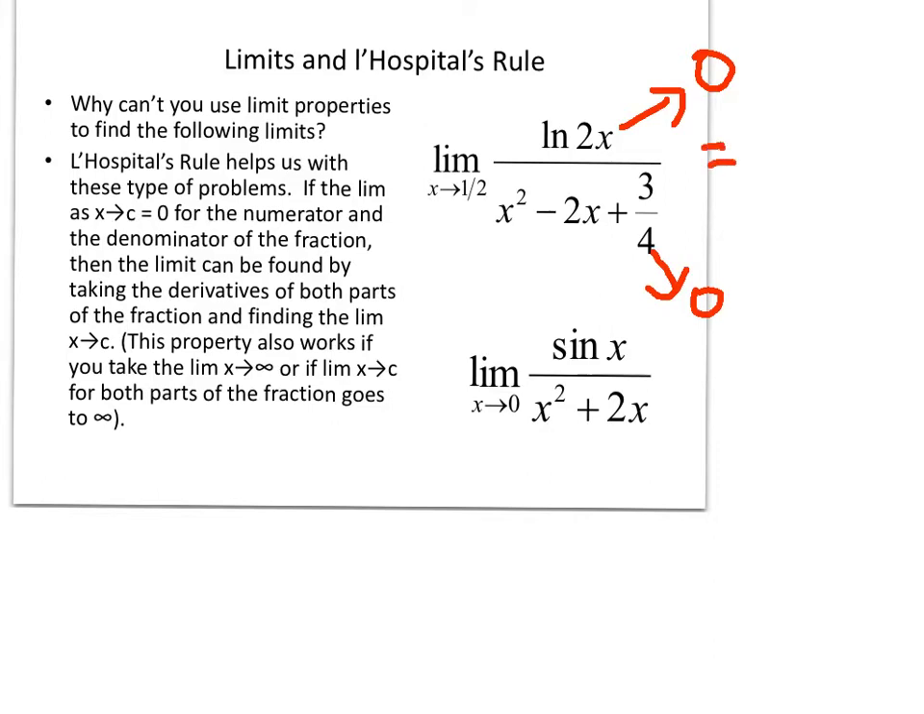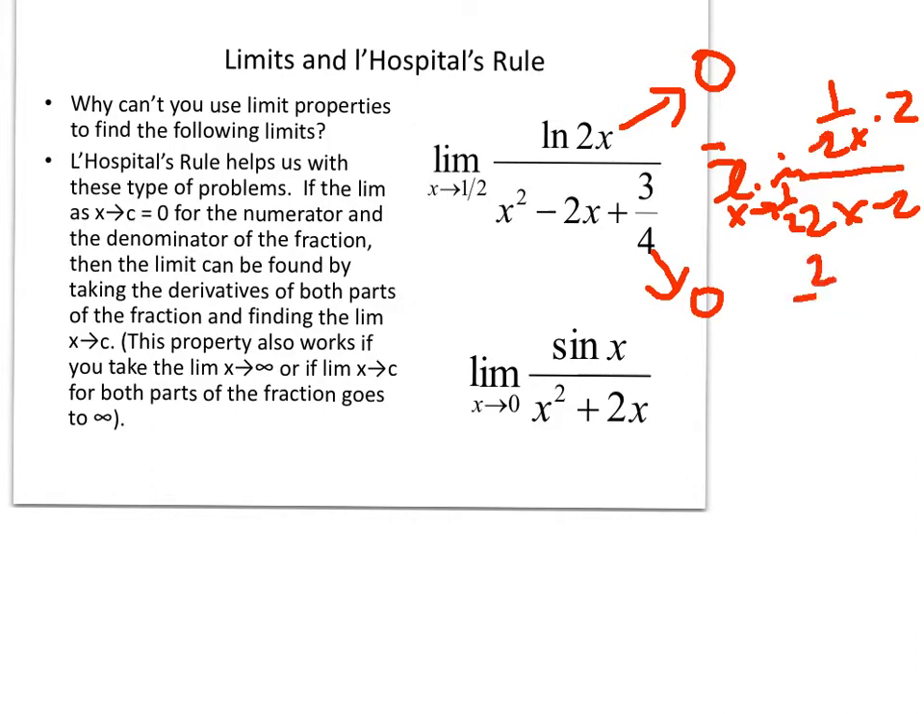So if I differentiate the top here, I get 1 over 2x times 2. If I differentiate the bottom, I get 2x minus 2. And once again, I find the limit as x approaches 1/2. If I plug that in, pretend these 2's cancel, it ends up being 2 over 2 times 1/2, which is 1, minus 2, which is negative 1. And so the limit here turns out to be negative 2.